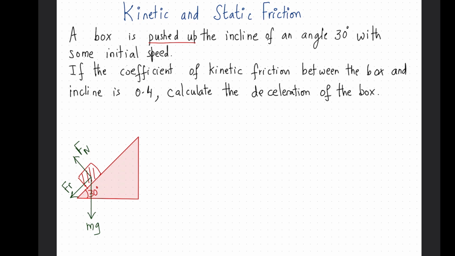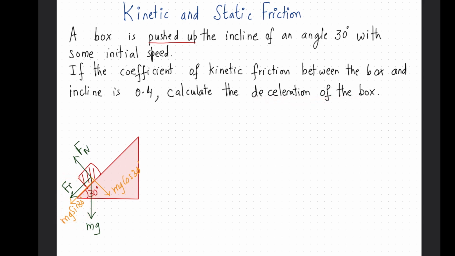Now we can find the components of the gravity force. So gravity will have two components. Let's show that on the diagram. One will be mg cosine 30, which is perpendicular to the plane, and the other one will be mg sine 30, which is along the plane. Now looking at the diagram, we can see that there are two forces acting on the object, friction and the component of gravity, which are going to pull the box down. That's why it is going to decelerate.